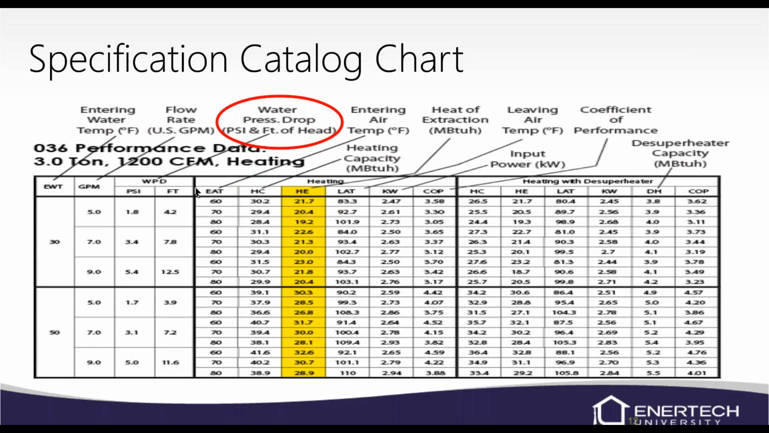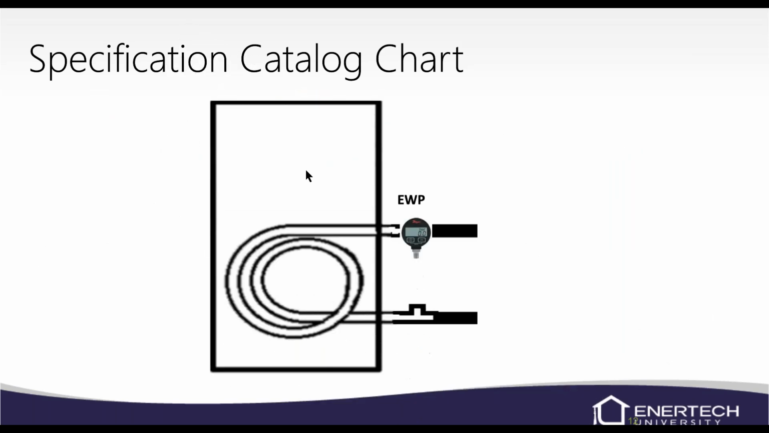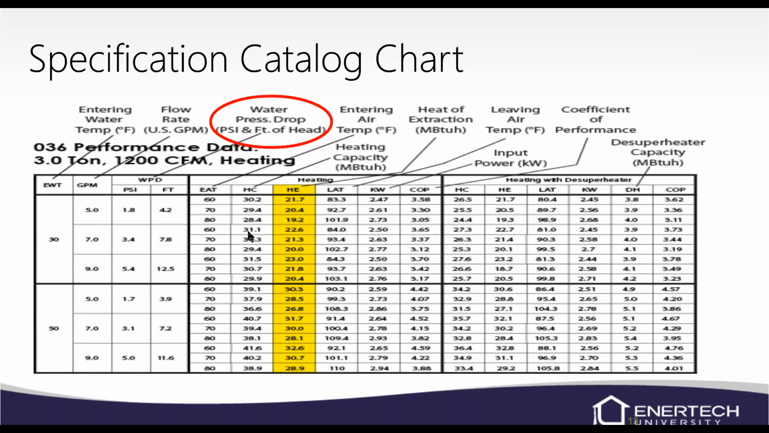So water pressure drop, we can test water pressure drop. We can go to the heat exchanger, put a pressure gauge in the entering, put a pressure gauge in the leaving, and do the math, and you'll get a pressure difference, or a delta P. We're used to seeing delta T. Well, this is delta P, a little pressure difference.